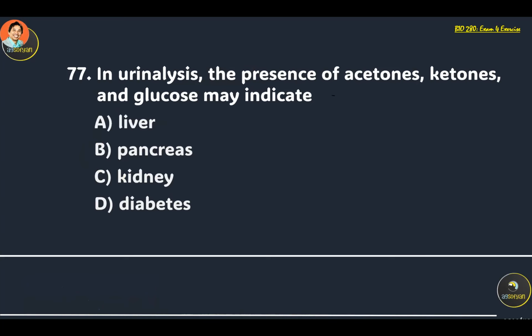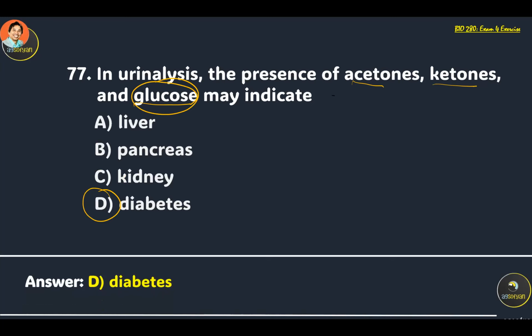In urinalysis, the presence of acetone, ketone, and glucose might indicate A, B, C, or D. Okay, this is actually the key. People that have a lot of glucose in their blood are called diabetic persons. So it might be present in the urine.